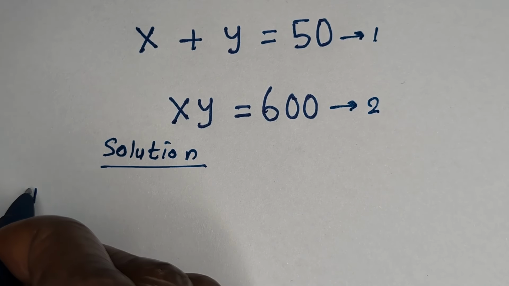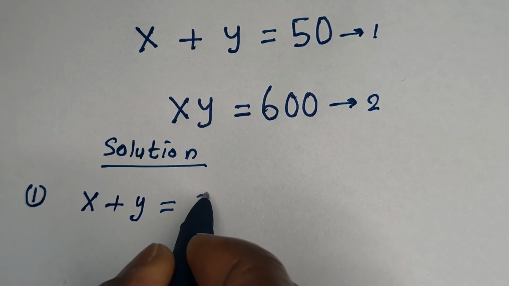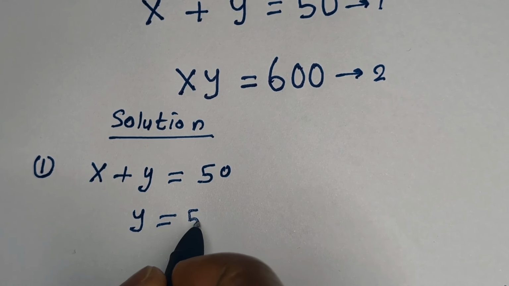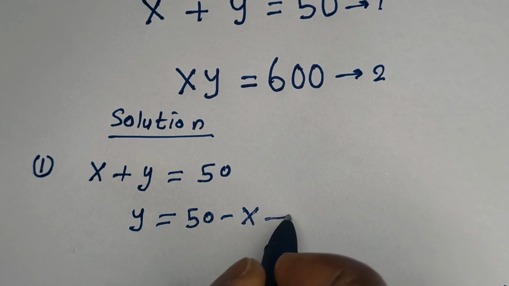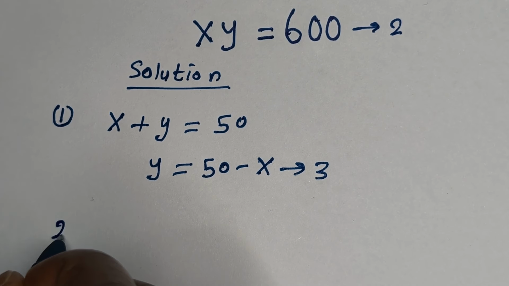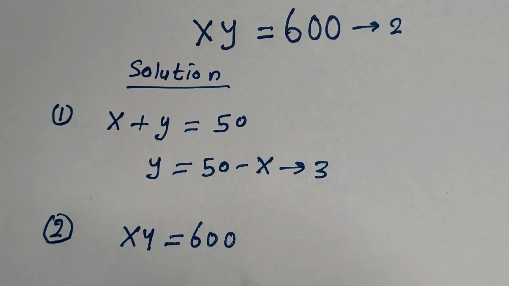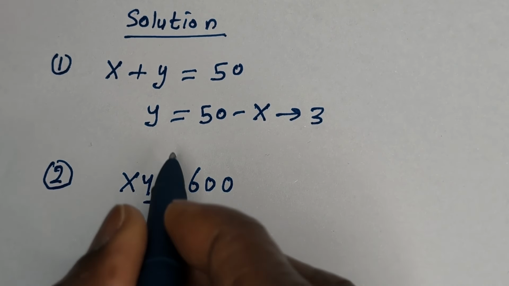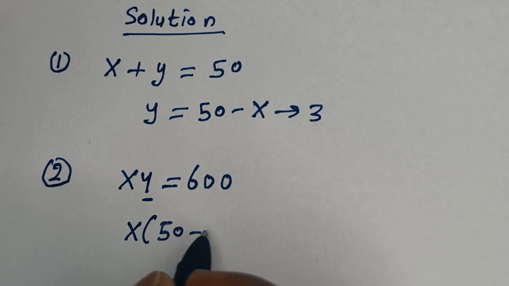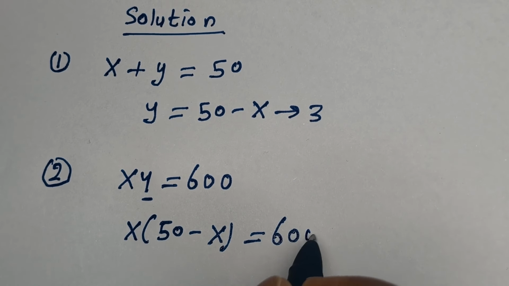Now, from equation 1, x plus y is equal to 50. Then y is equal to 50 minus x. Let us call this equation 3. From equation 2, xy is equal to 600. We can now substitute for y here, which is 50 minus x. x bracket 50 minus x bracket is equal to 600.